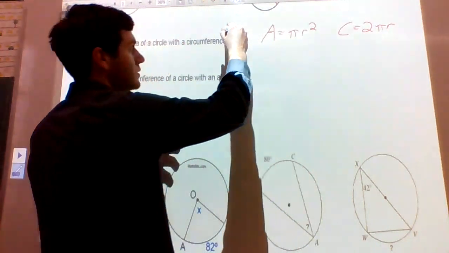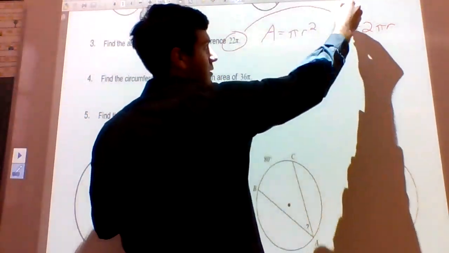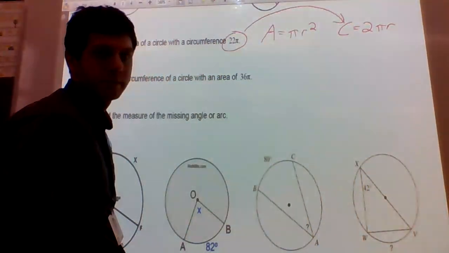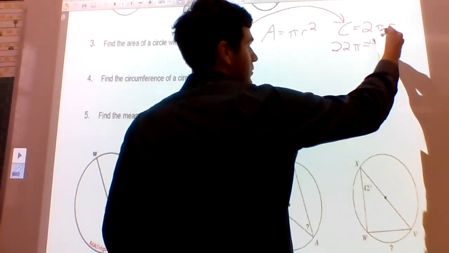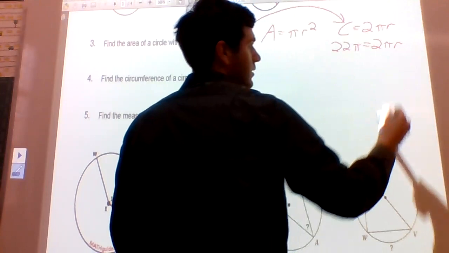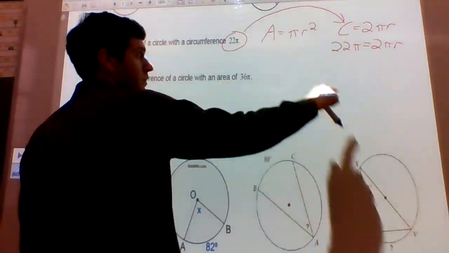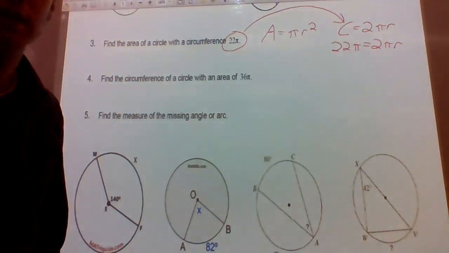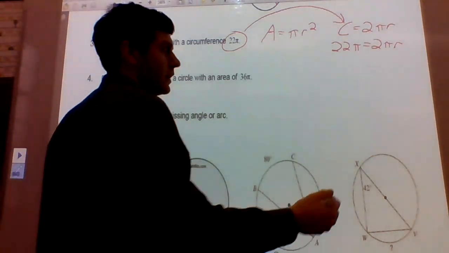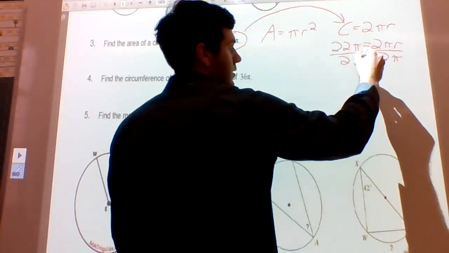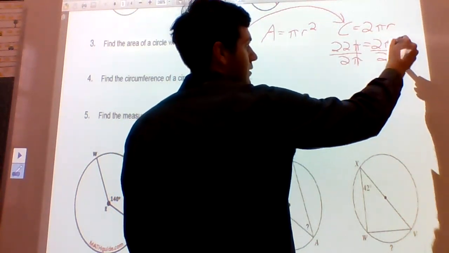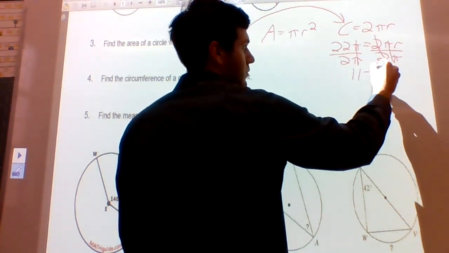Okay, so the circumference is 22 pi, so we can substitute that in for c. So we get 22 pi equals 2 pi r. We're solving for r, so we can use it in the area equation. So we need to get r by itself, so we need to divide by 2 pi on both sides. Okay, and that's going to leave us with 11 equals r.